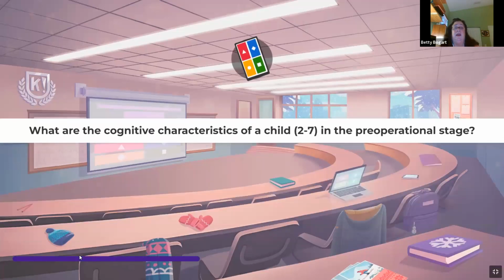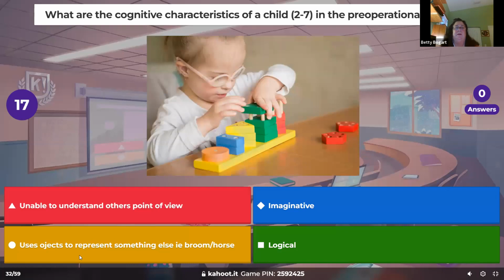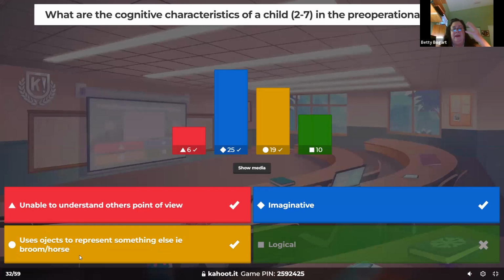Multi-select. What are cognitive characteristics of a child ages 2 to 7 in the pre-operational stage? Remember, cognitive is all about the way they think. They don't know what other people think yet. They're extremely imaginative and creative. They're those magical thinking people, but they use objects to represent something else. Like they take a broom and ride around, or put the arms out like an airplane and fly around with their wings, right? That's all pre-operational.